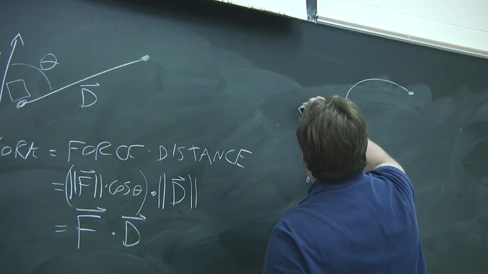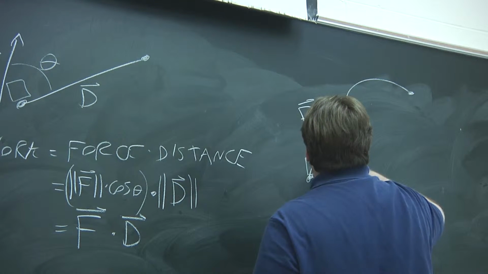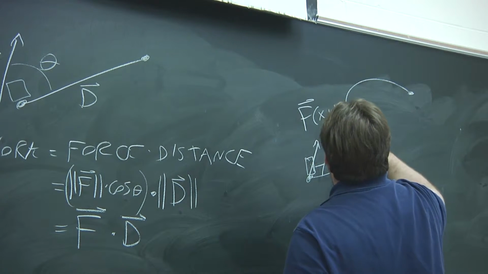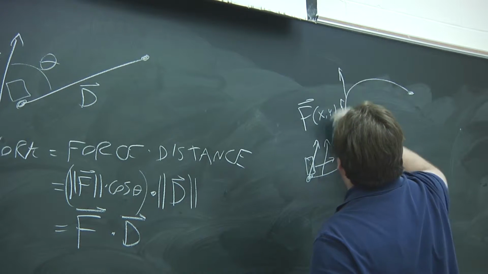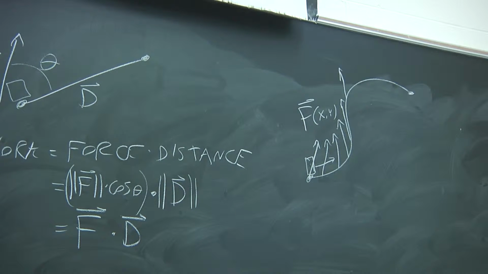So here's your force, F of x, y. For every point x, y along the curve, we're getting some sort of force that's going to vary. So the force varies, the path varies. Everything varies now.